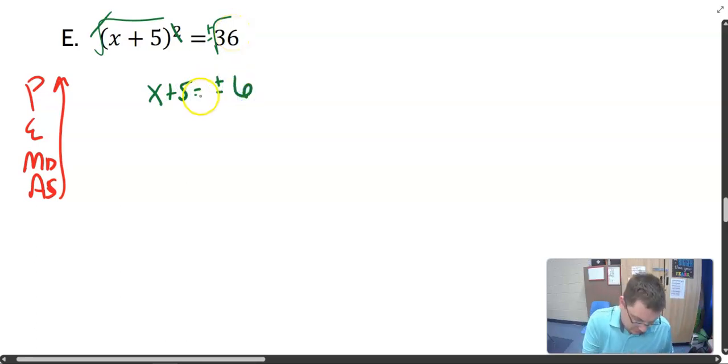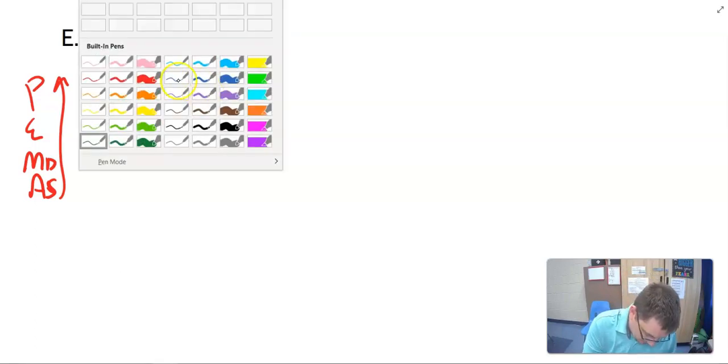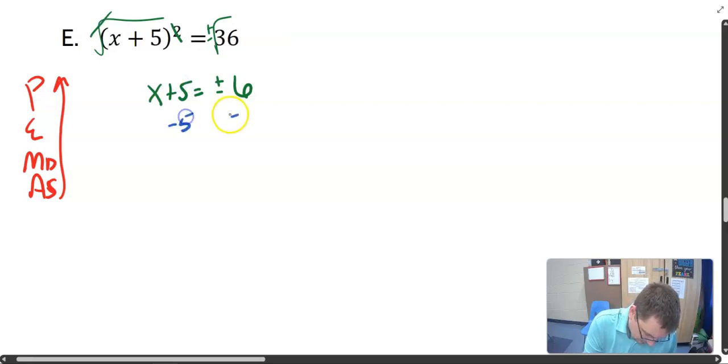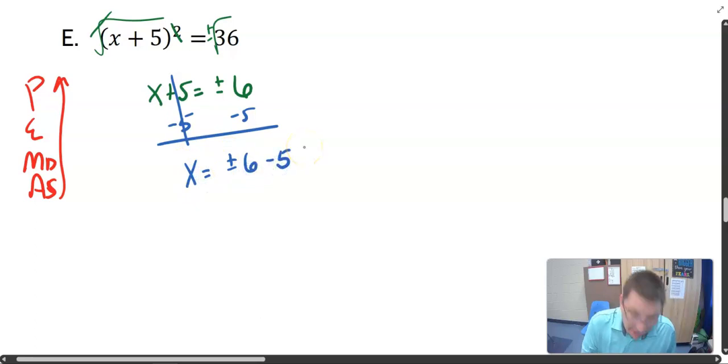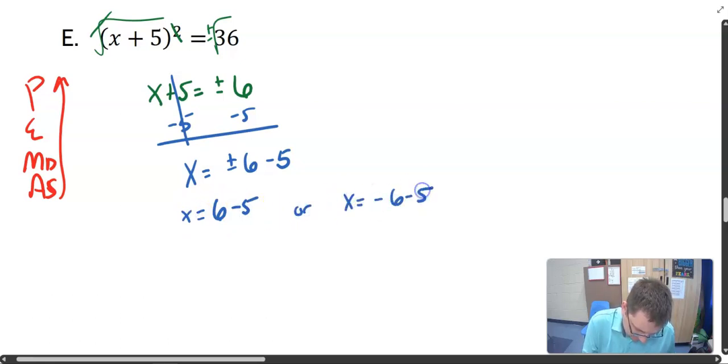And so now we've got to finish solving for x, which means I need to subtract the 5. And so I'm going to minus 5 and minus 5. And so x is equal to positive or negative 6 minus 5. And so to get our two answers, we're going to deal with both the positive 6 and the negative 6. And so we're going to write this out as two answers. 6 minus 5 is equal to our x, or x is equal to negative 6 minus 5.